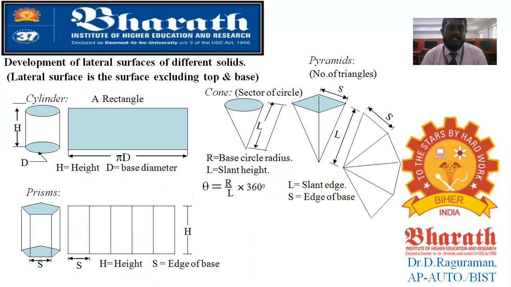Now, the development of lateral surface, as already explained, uses the parallel line method and the radial line method. This is a major one. You can see here a cylinder and a prism, which follow the parallel line method. What is the base circumference? For that circumference, you will be creating the horizontal line length.